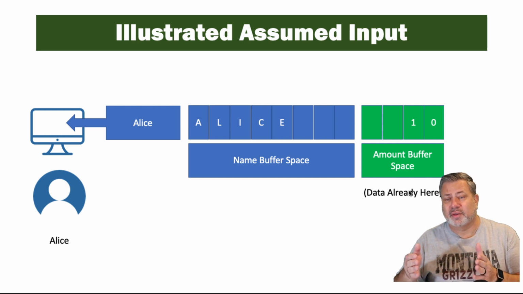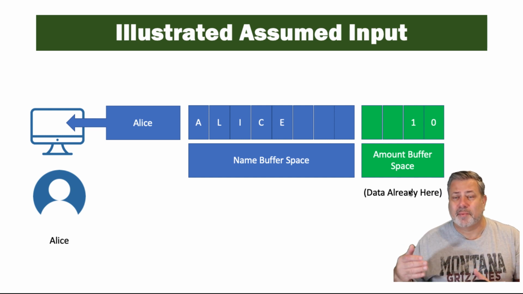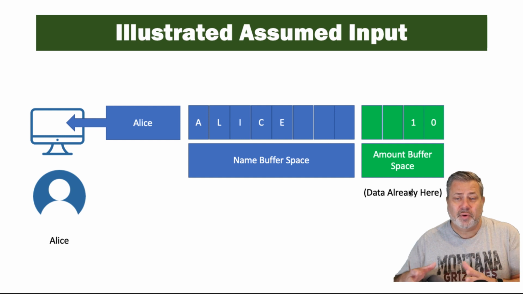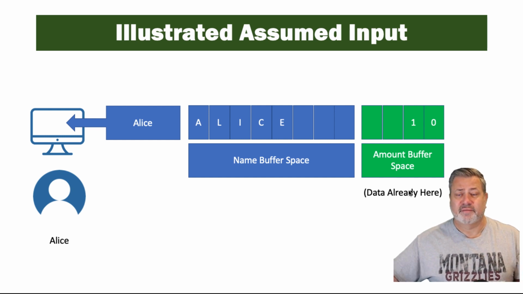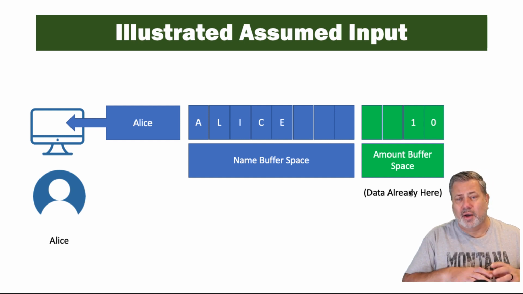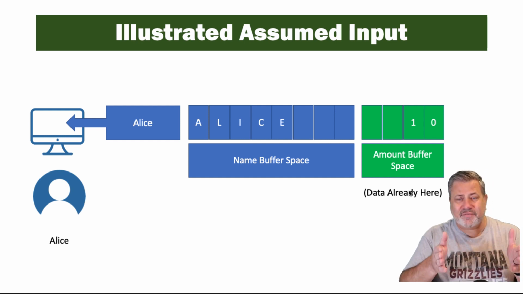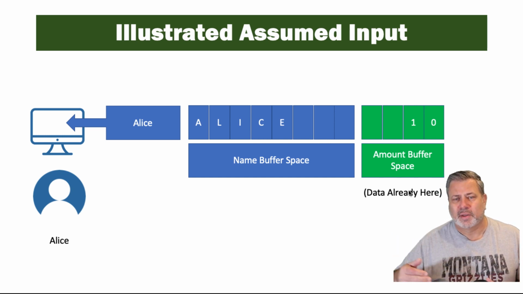Within the program there's also another space for an amount buffer, and in that amount buffer there's already an amount, which is 10. Maybe that's $10 or 10 units or 10 each. We don't know what that 10 is all about, but it's part of the program that already has a variable with data stored in that buffer. Alice, being a normal user, puts her name in, and it fills that space but doesn't overflow it. There's space left over.